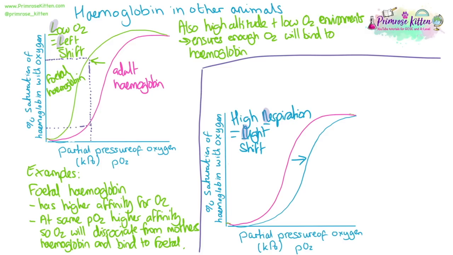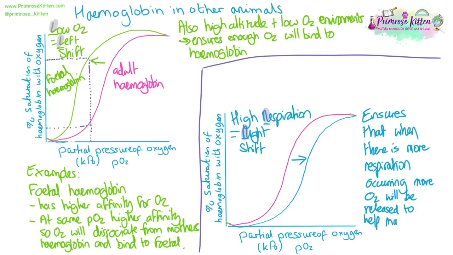The opposite graph shift is when the graph shifts to the right. We can remember this by saying right shift means high respiration. So high respiration, right shift. It ensures that when there's more respiration occurring, so there's going to be a high carbon dioxide concentration, more oxygen will be released to help maintain high metabolic rates. This is the example, like we said, for small organisms that have a high metabolic rate. They'll be doing more respiration, and so they will need more oxygen to dissociate, even at low partial pressures of oxygen.